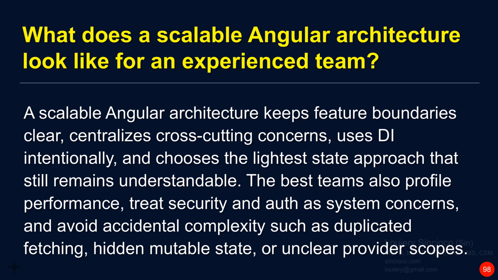What does a scalable Angular architecture look like for an experienced team? A scalable Angular architecture keeps feature boundaries clear, centralizes cross-cutting concerns, uses DI intentionally, and chooses the lightest state approach that still remains understandable. The best teams also profile performance, treat security and auth as system concerns, and avoid accidental complexity such as duplicated fetching, hidden mutable state, or unclear provider scopes.